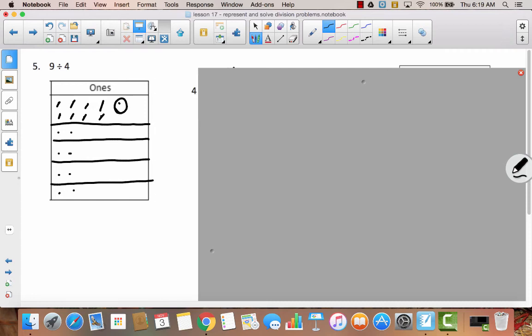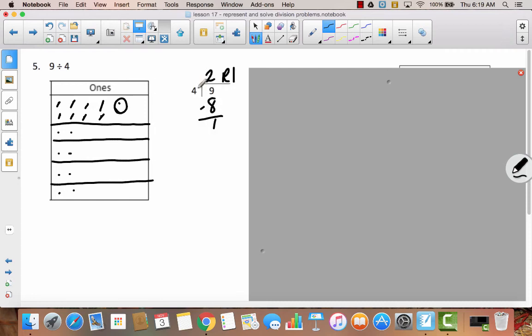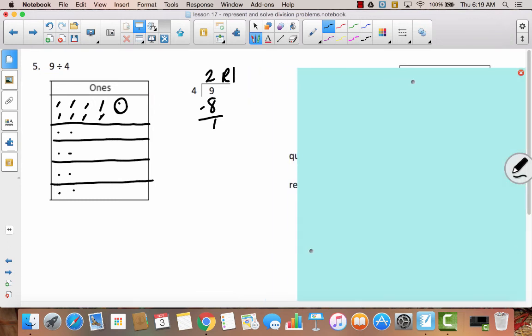So when I used long division to show this, I showed that 9 put into 4 groups was 2 in each group. That was 4 groups of 2, which gave me a total of 8 ones used with 1 one left over. So my answer was 2 remainder 1. So I went ahead and wrote my quotient and remainder here.